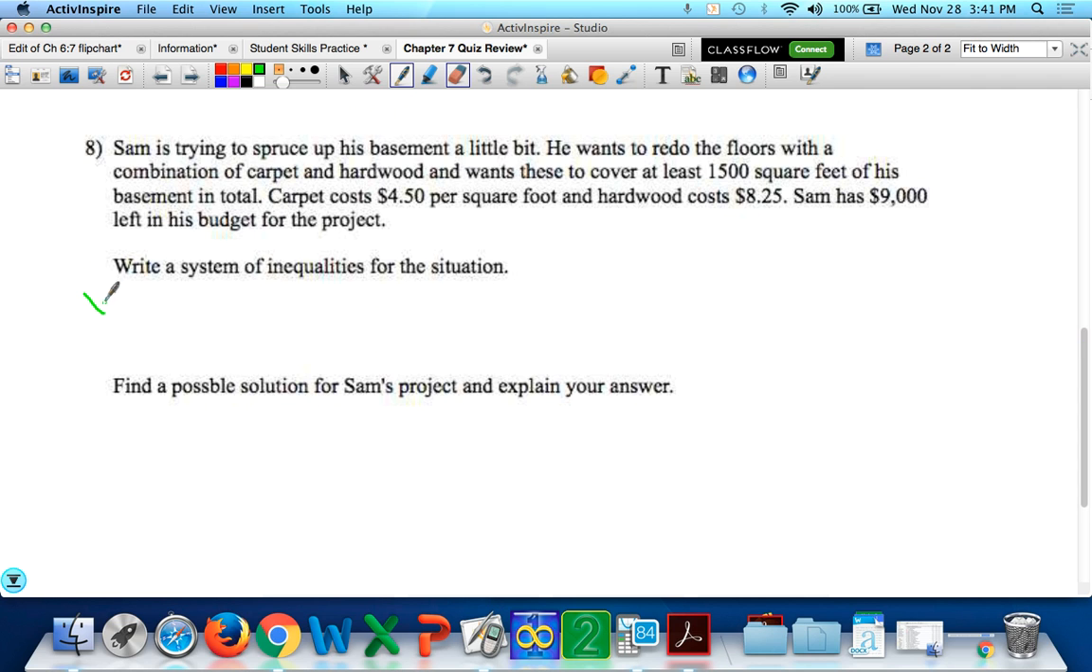So we're going to use the variables X and Y again. You could also, again, just use C and H for carpet and hardwood. I'm going to let X be our carpet and Y be our hardwood.